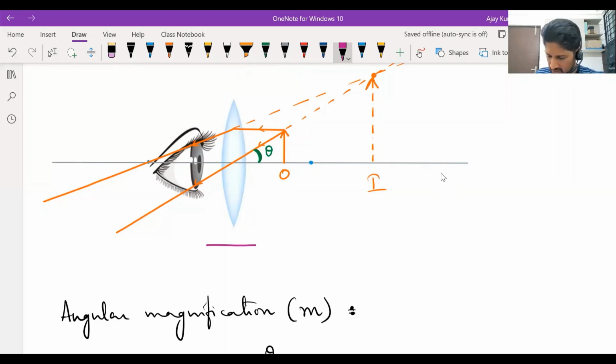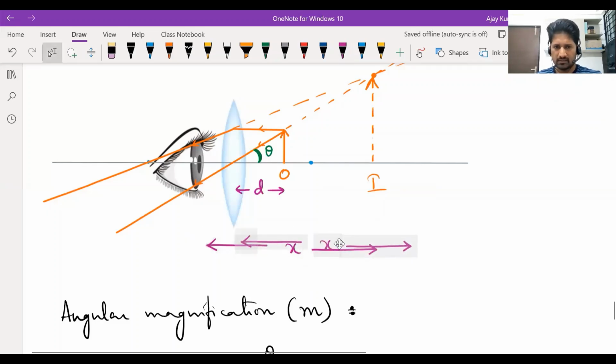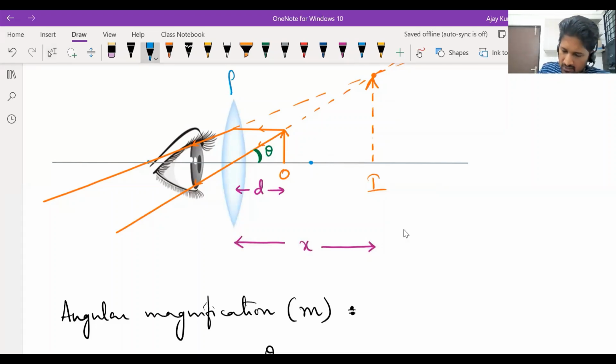Suppose the image is formed at a distance x and the object is at a distance d. Okay, I have to take both of them from the lens itself. The eye is very close to the lens. So the object is at a distance d from the lens and the image forms at a distance x from the lens. And the focal length of the lens, let's call it f.